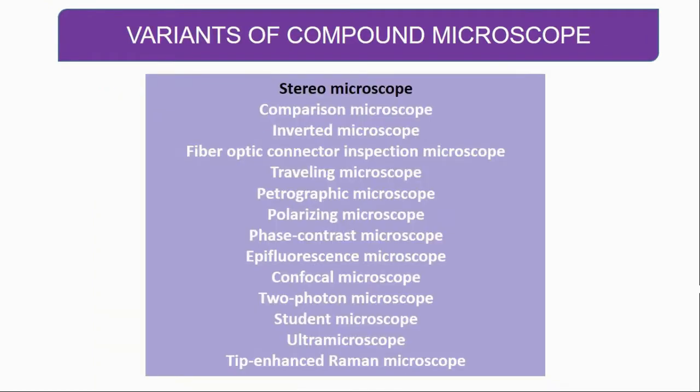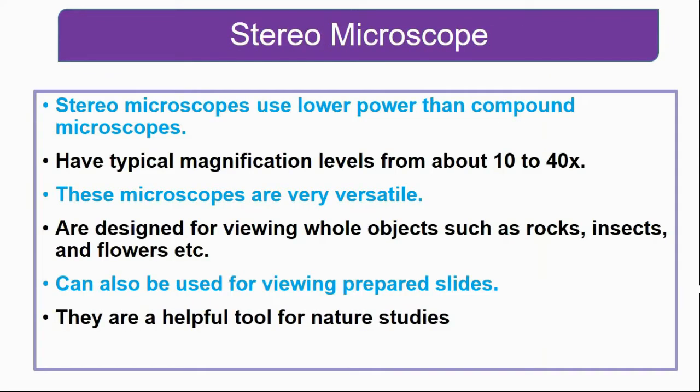These are the different variants of compound microscope. One of them is the stereo microscope. Stereo microscopes use lower power than compound microscopes. They have typical magnification levels from about 10 to 40x. These microscopes are very versatile. They are designed for viewing whole objects such as rocks, insects, and flowers. They can also be used for viewing prepared slides. They are a helpful tool for nature studies.